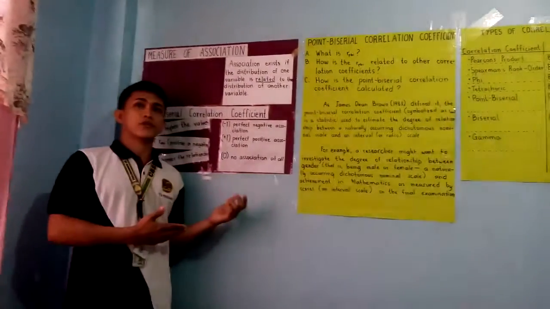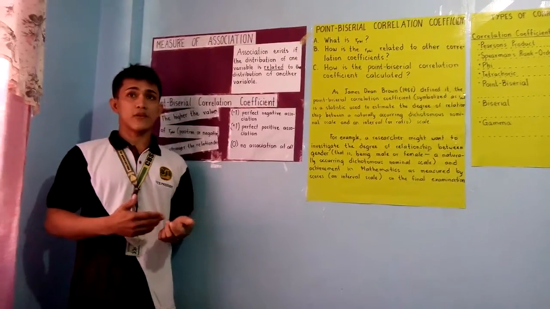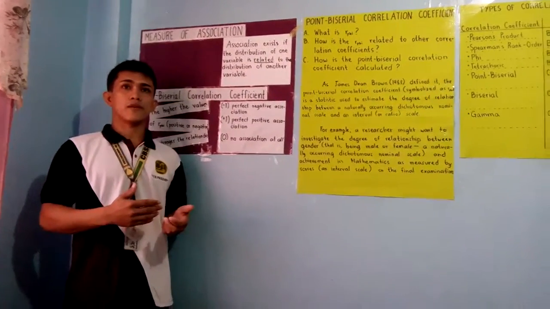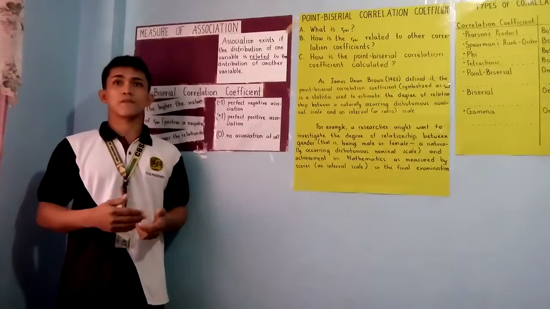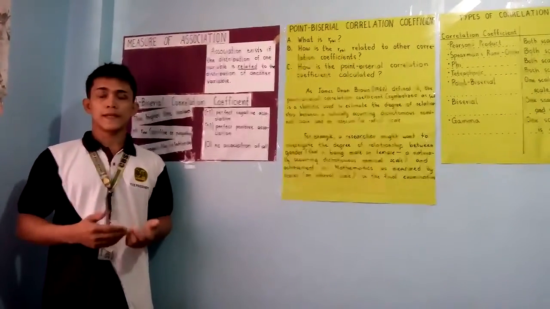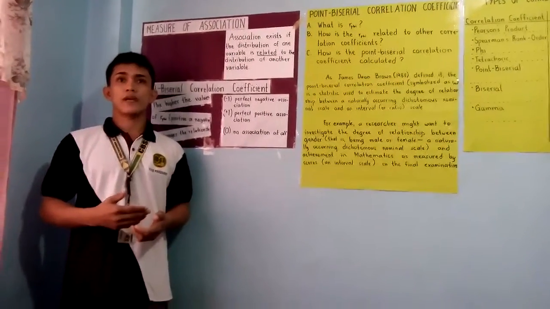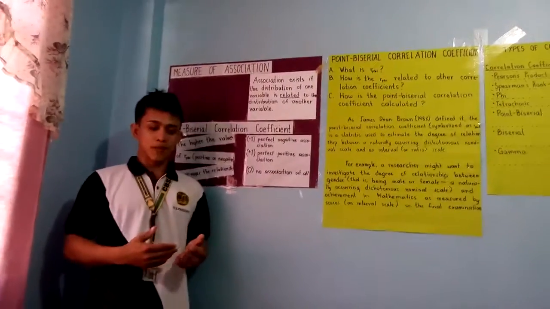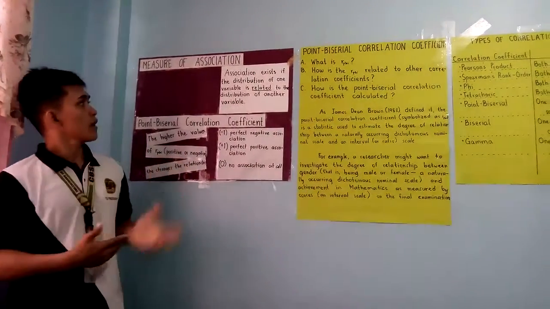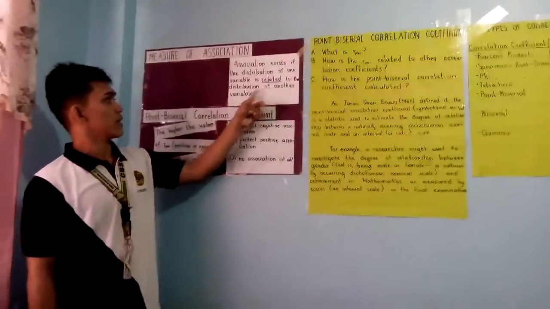The measure of association refers to a wide variety of coefficients that measure the strength and direction of the relationship between two variables. Measures of association provide a means of summarizing the size of the association between two variables. It comprises a class of descriptive statistics that quantify a relationship between variables. Association exists if the distribution of one variable is related to the distribution of the other variable.